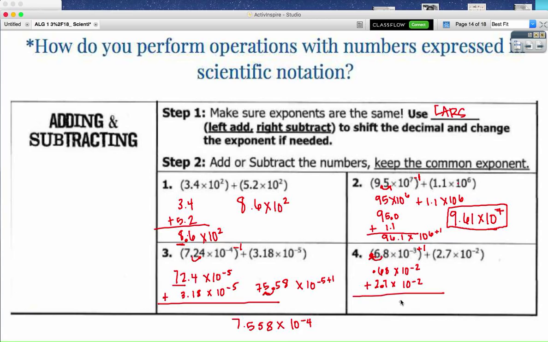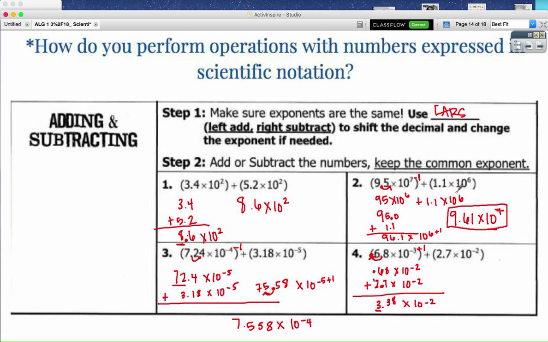So that's going to be an 8. 6 plus 7 is 13. So that'll get carried over here. So we've got 3.38 times 10 to the negative second power. And this time, there's only one digit out front. So we are done, and that's the answer. So again, that's by hand.